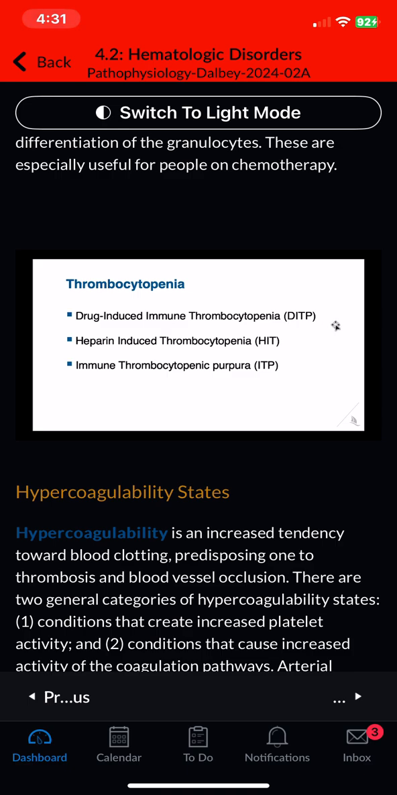So if we take a look at these, in drug-induced immune thrombocytopenia, the presence of certain drugs can cause immune complexes to form, and those trigger complement lysis. So remember the complement system that helps to destroy bacteria. That same system then can lyse the platelets, and that decreases their number.